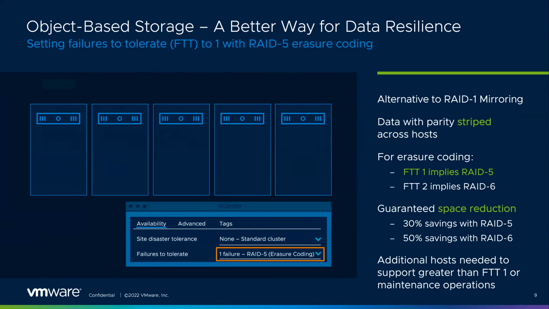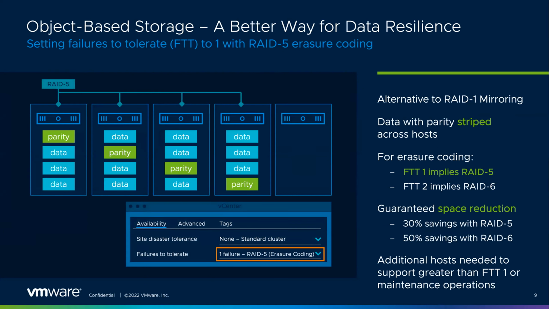So now we move to erasure coding. Why do we have erasure coding? Just the same reasons why you had RAID 10 versus RAID 5 or RAID 50. Doing a parity bit calculation or erasure coding the data allows us to do more with less, essentially. So it's a 30% savings with RAID 5 and 50% savings with RAID 6.